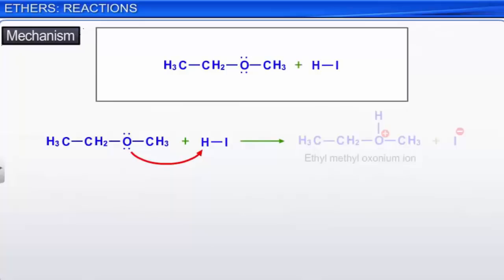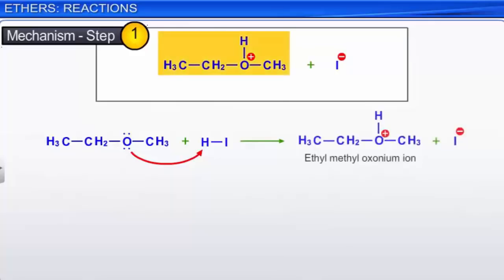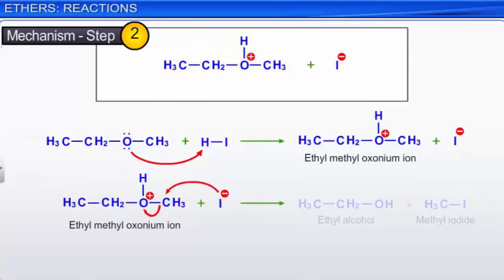In the first step, a proton is transferred from the hydrogen iodide to the ether to form an ethyl-methyl oxonium ion, which is a protonated ether. In the second step, which is the slow step of the reaction, the iodide ion, which is a good nucleophile, attacks the least substituted carbon of the dialkyl-oxonium ion as shown. This produces ethyl alcohol and methyl iodide.